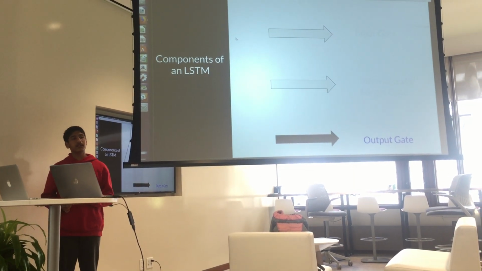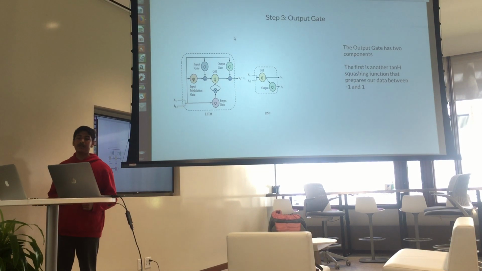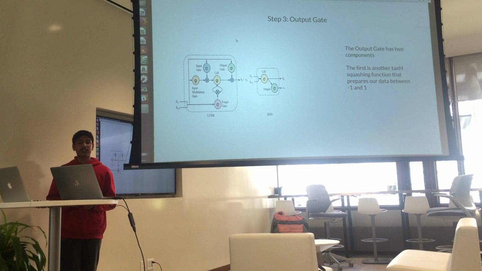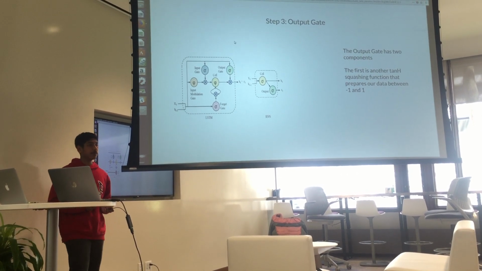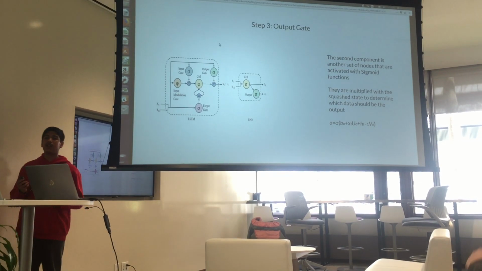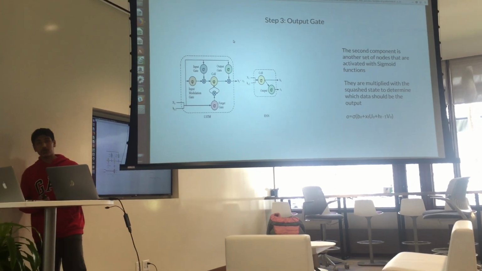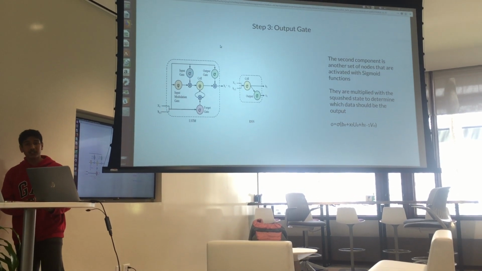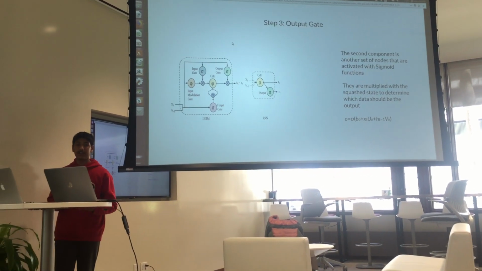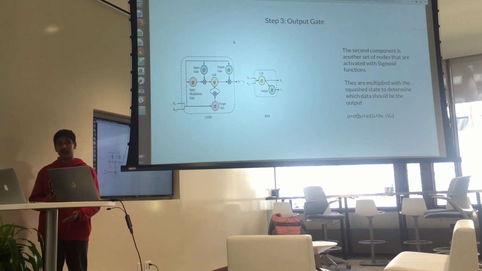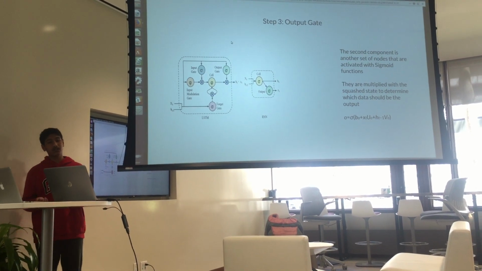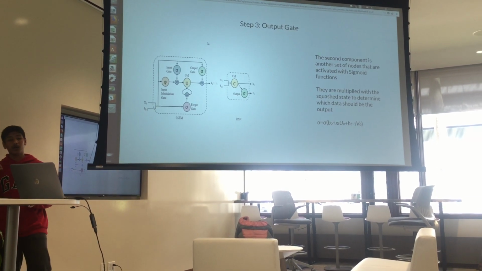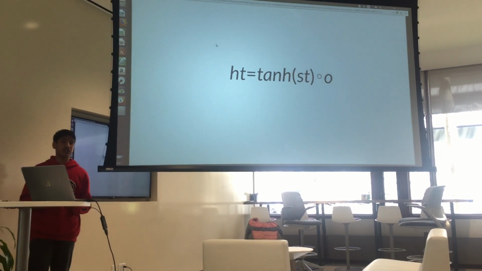And the last step of the LSTM is the output gate. What the output gate does is that it has 2 components. Again, we have our tangent function, which squashes and prepares our data between -1 and 1. Second, we have another sigmoid activated node, which squashes our outputs between 0 and 1, and it determines which outputs should be outputted. So if it's closer to 1, it outputs them. And if it's closer to 0, it just completely forgets them. And that equation can be expressed as the one on the bottom right. So in total, our final equation for our LSTM is this.